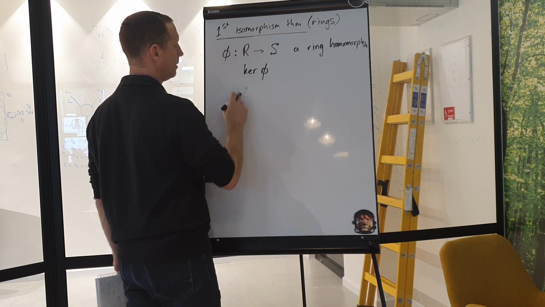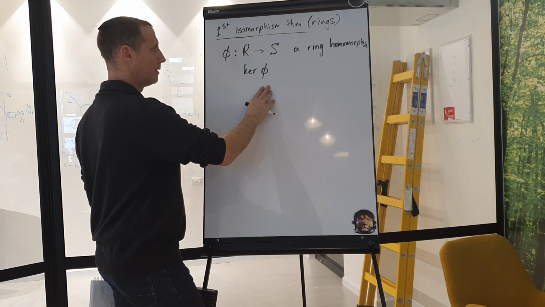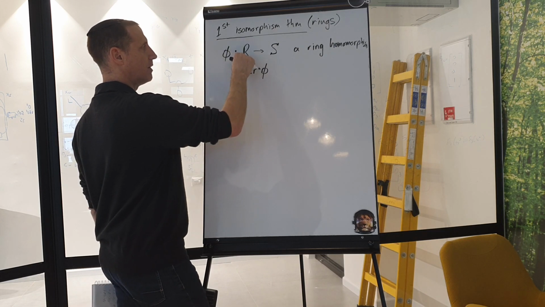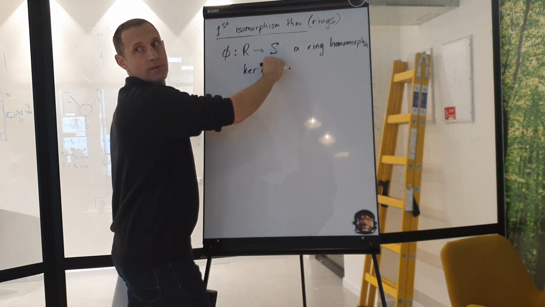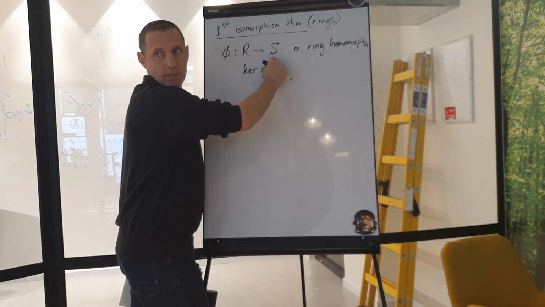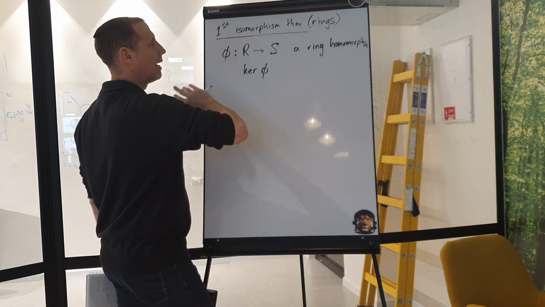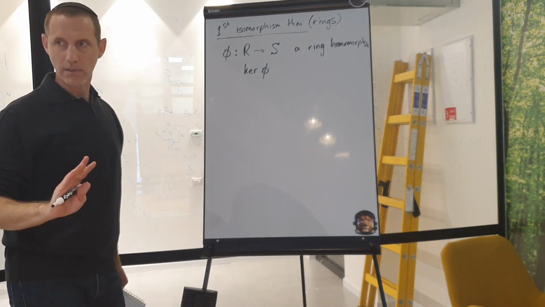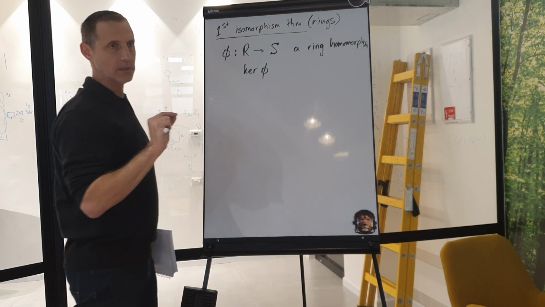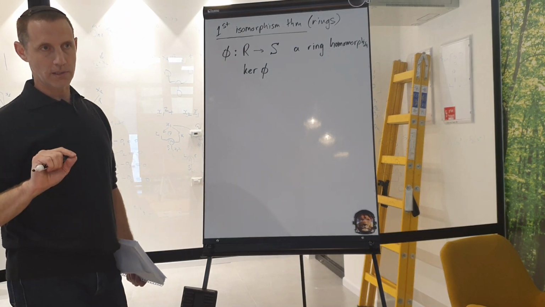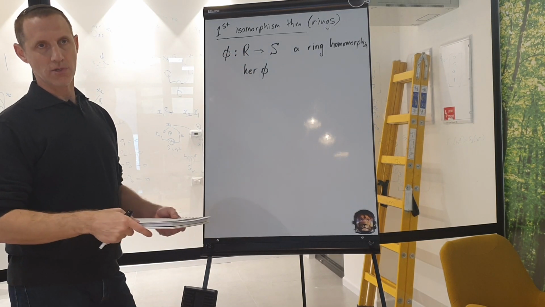right, this exists, right? Why does this exist? Because what's a kernel of phi? It's the map of everything in R that maps to the additive identity of S. Okay? So I don't care about the multiplicative identity. This is important. I only care with the kernel, I only care about the additive identity.